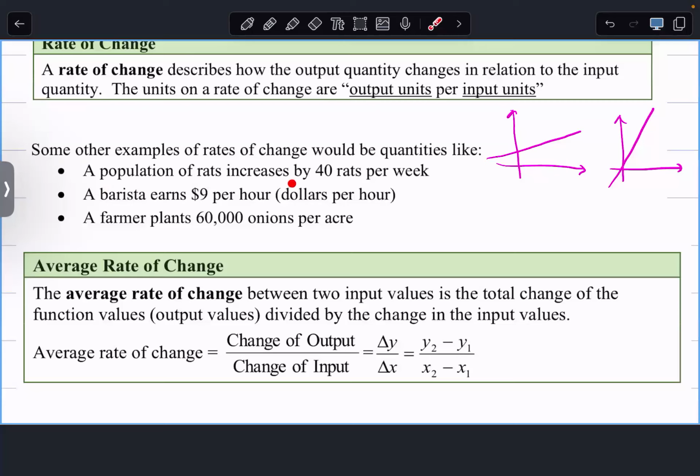A population of rats increases by 40 rats per week.